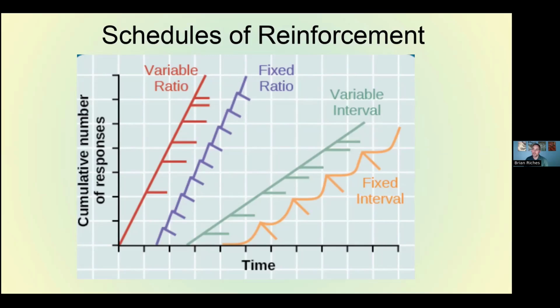So we'll go through each one of these, starting with variable ratio on the left. A ratio specifically is about the number of times the behavior happens. So it's a variable number of times the behavior happens. So you might reinforce someone on average every 3 times they do something.